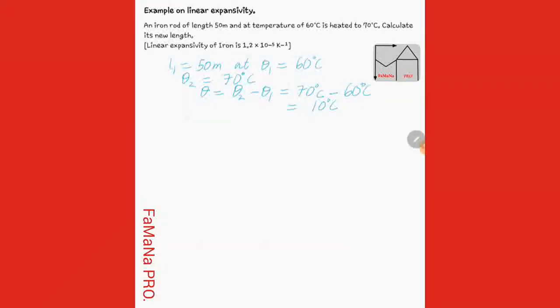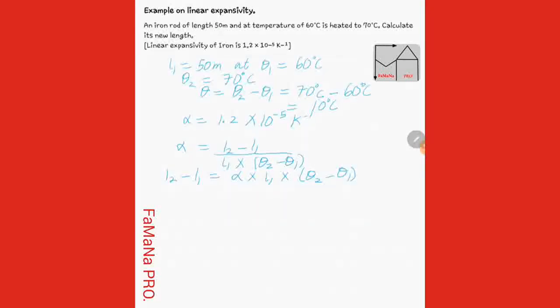Okay, then the linear expansivity of iron given to us is 1.2 times 10 raised to the power minus 5 per Kelvin. Recall that the formula for linear expansivity is the change in length or the increase in length over the initial length multiplied by the change in temperature. We are looking for the new length, which is L2. So if you make change in length separate to the formula, you're going to have L2 minus L1 equals the linear expansivity multiplied by L1 multiplied by the change in temperature.